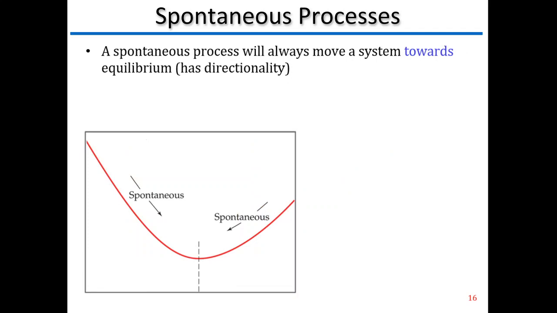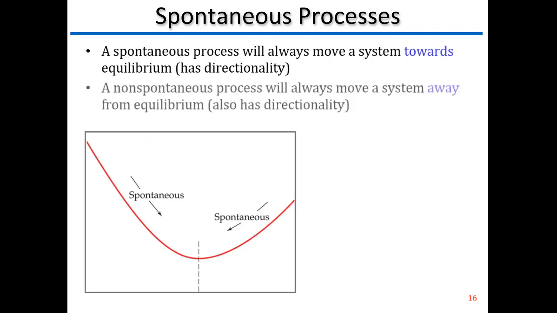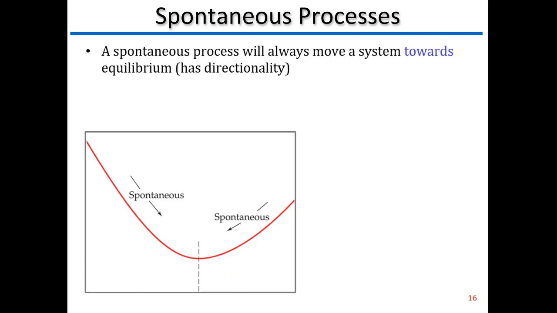A spontaneous process will always move a system towards equilibrium. In other words, it again has directionality. A non-spontaneous process will always move a system away from equilibrium. In other words, it also has directionality. If we look at the spontaneous process first, since we know that it's energetically favorable to move towards our equilibrium state, that means these are going to be spontaneous from both the reactants and from the products. So we call that the spontaneous direction.